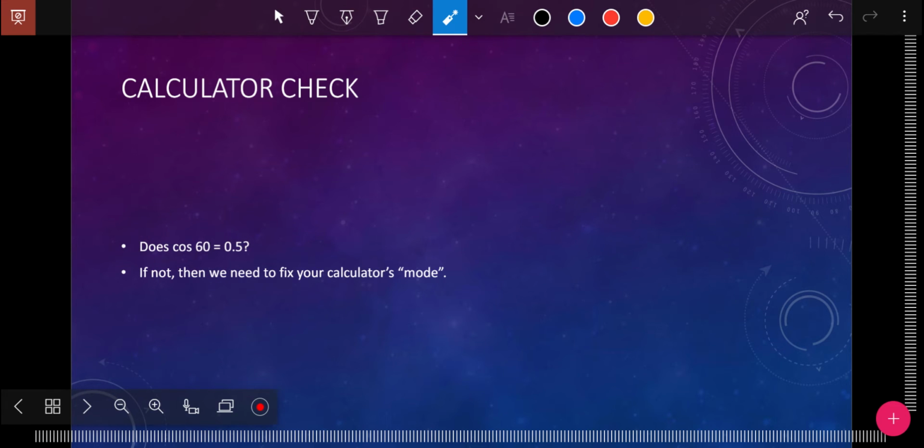If you get something else, your calculator is in the wrong mode, and you need to figure out how to switch it from radians to degrees. On a graphing calculator, there's a mode button where you can go find how to switch it from radian to degree. Some calculators have a button with DEG, which changes it. If you're using an iPhone, it's in the bottom left-hand corner that changes the degree. But you want to get 0.5 when you do cosine 60.